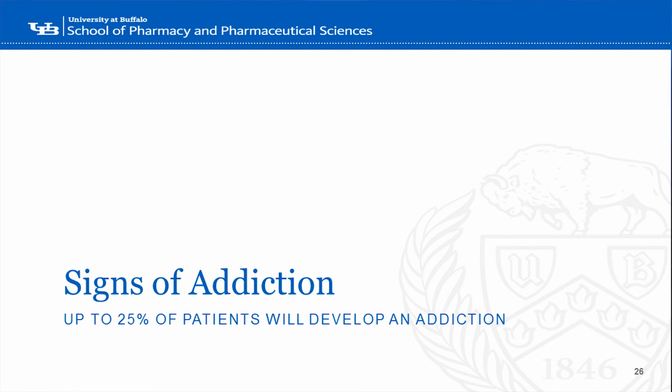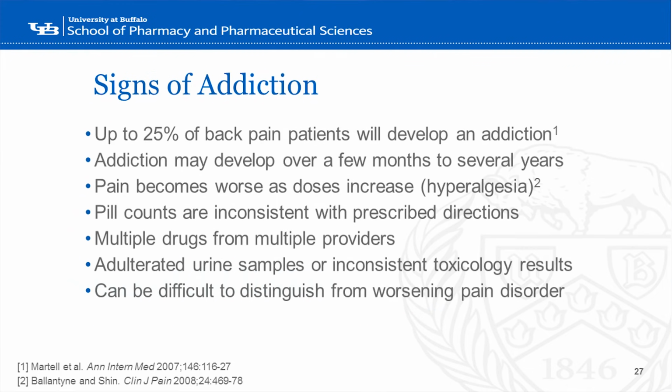Up to 25% of patients who are treated for chronic pain will develop an addiction. Most do not, but it's the 25% or so of patients that do develop an addiction that have contributed to this epidemic of drug overdose deaths that we've seen. In one study of patients with chronic back pain treated with opiates, about 25% went on to develop an addiction. And this does not happen quickly.